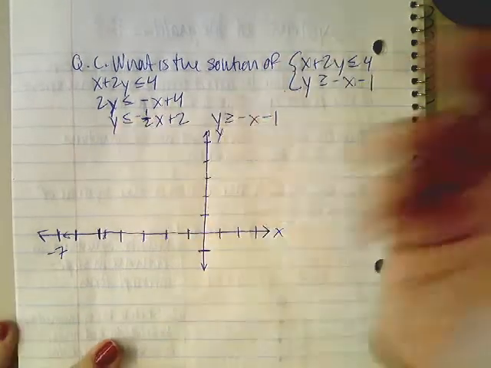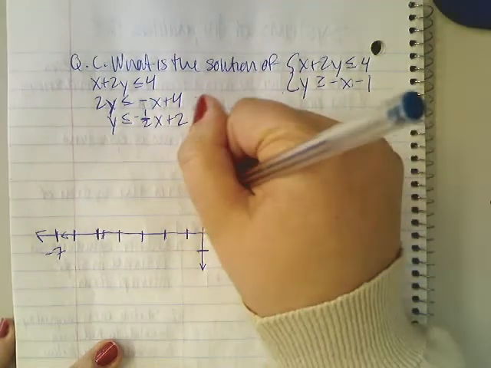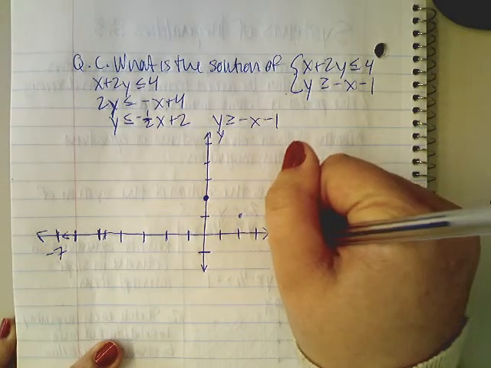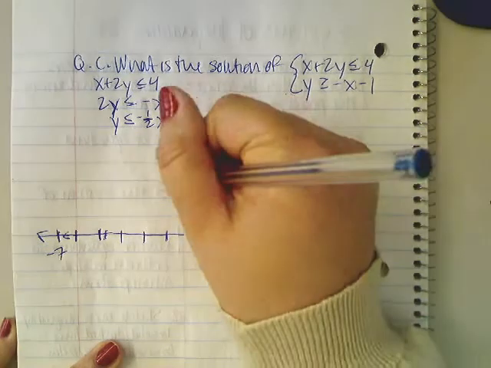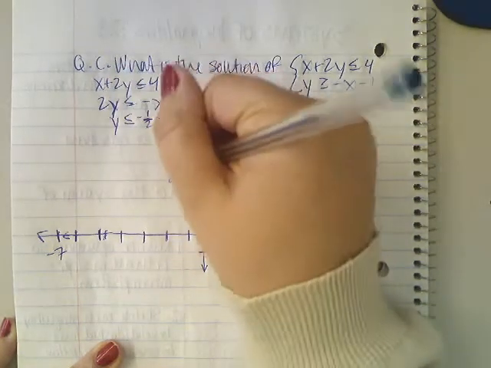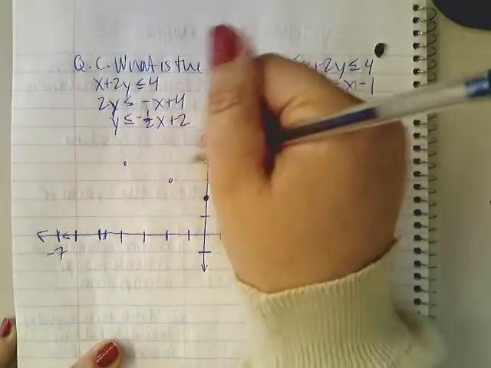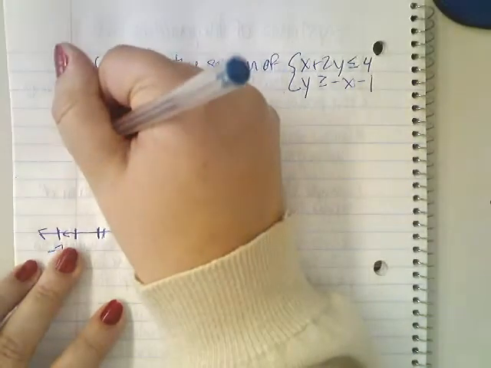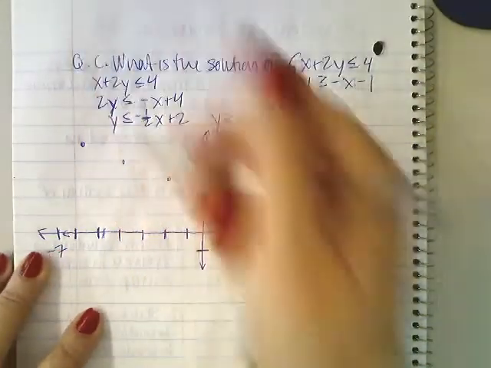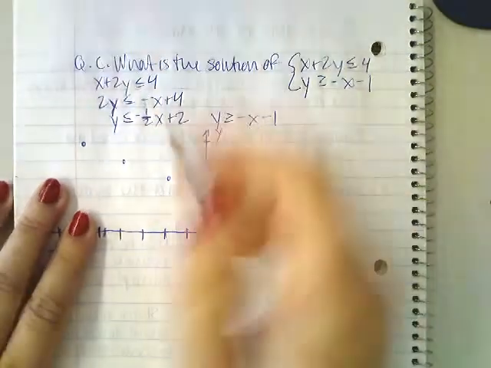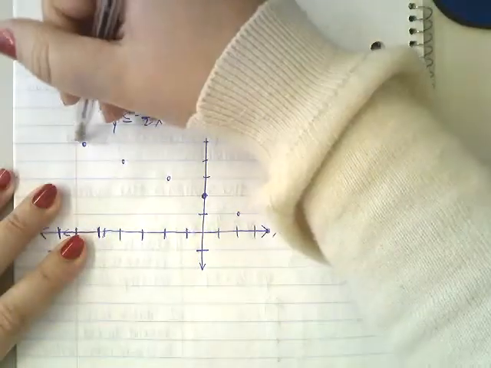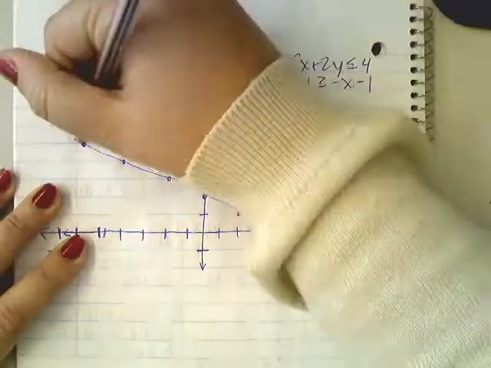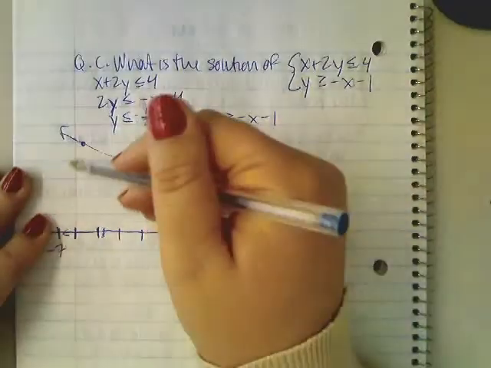All right, so now I'm going to start plotting. I'm going to start with this one. So that starts at 2. And I'm going down 1 over 2, down 1 over 2, and then this way, up 1 over 2, up 1 over 2. So this line is solid since it's equal to, and it's going to look something like this. And since it's less than, I'm shading below.